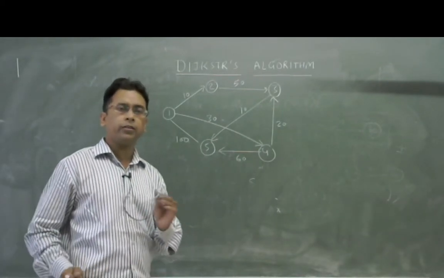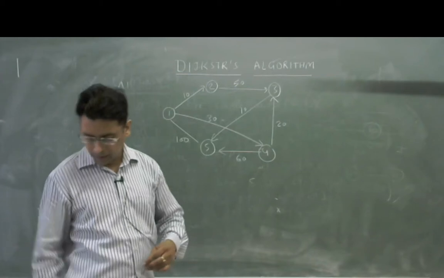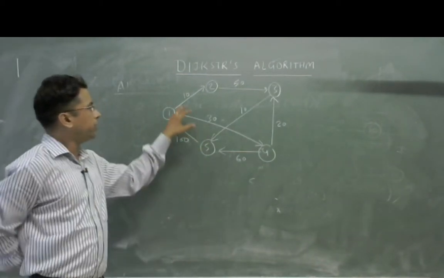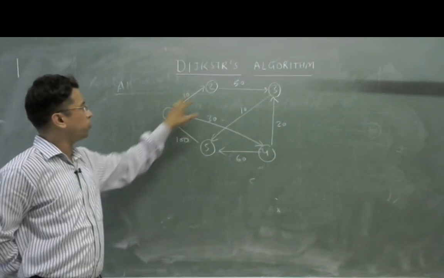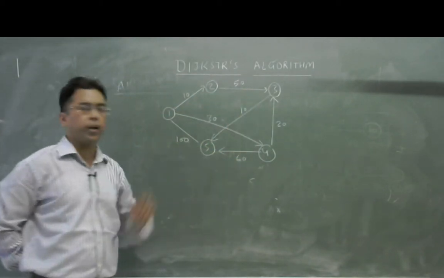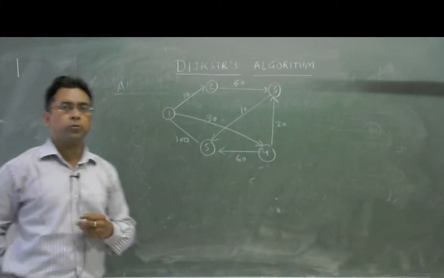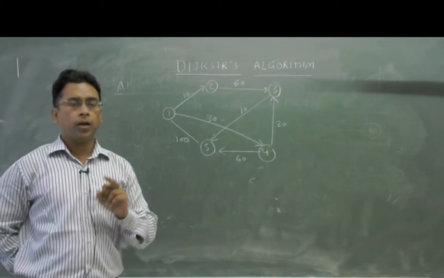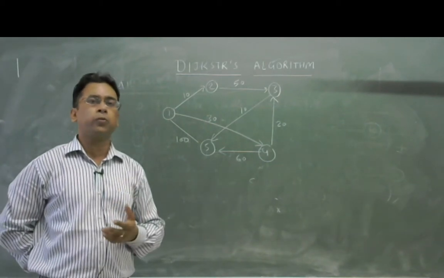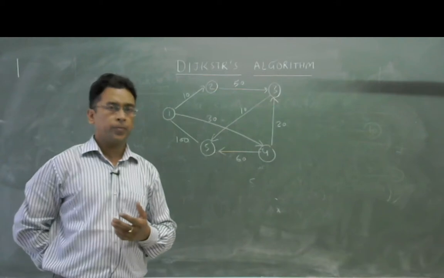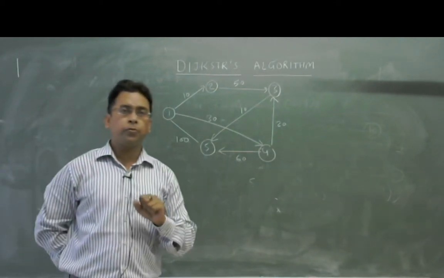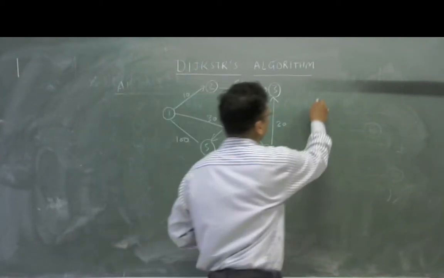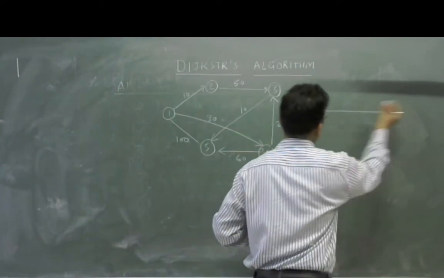This graph is having 5 vertices, and the vertices are indexed as 1, 2, 3, 4 and 5. So first of all we have to select the source S, and the source will be at value 0 and the rest of the vertices will be at the value infinity. As I've told you, it's a single source shortest path algorithm. So first we shall draw a matrix like this.